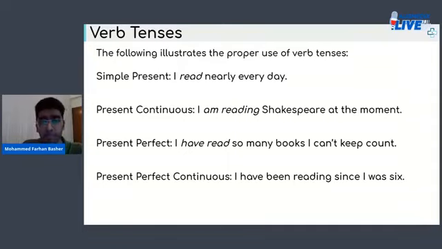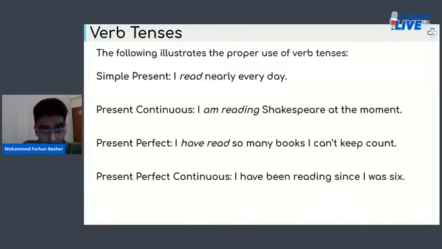So you read books regularly. And when did you exactly start reading books? When you were 6 years old. So you say, I have been reading since I was 6, meaning you began reading when you were 6 years old, and you haven't stopped until now. You're still reading.